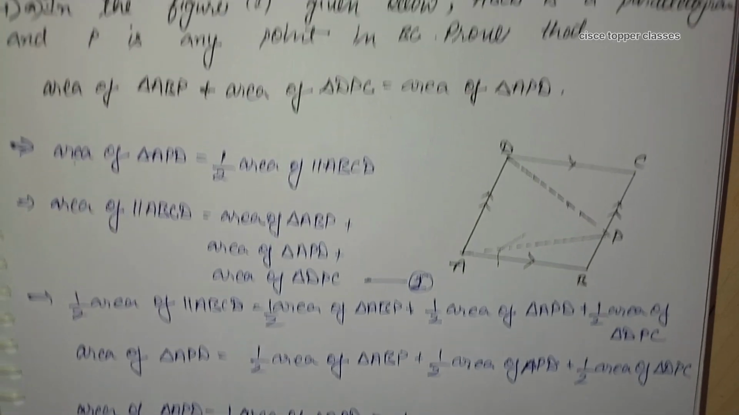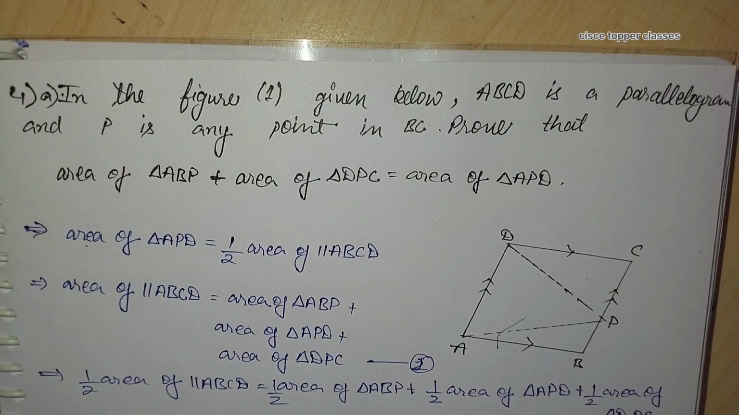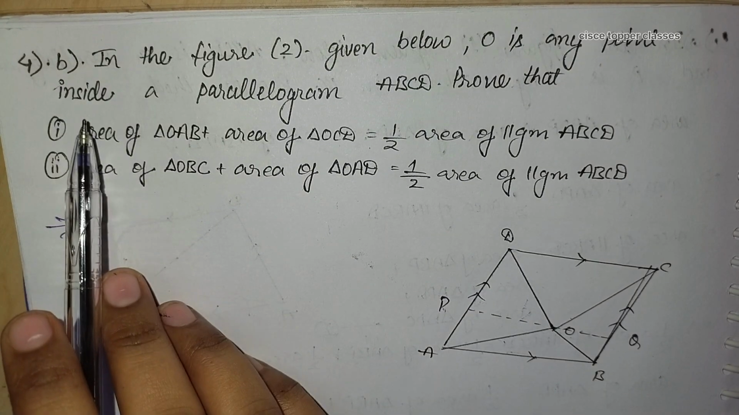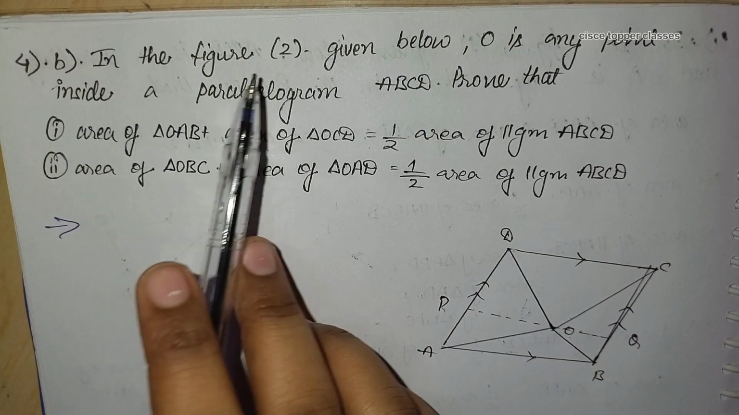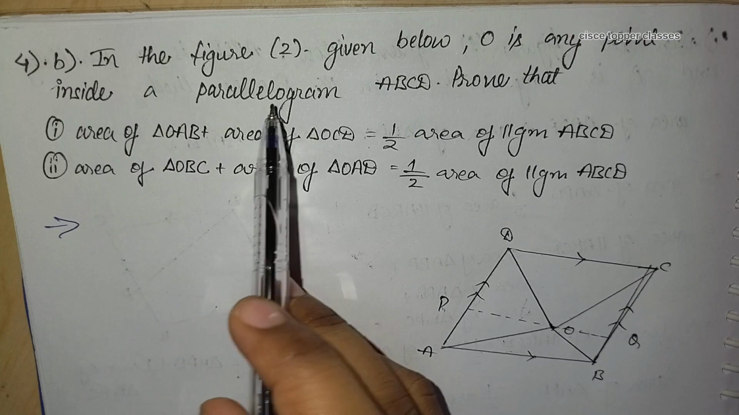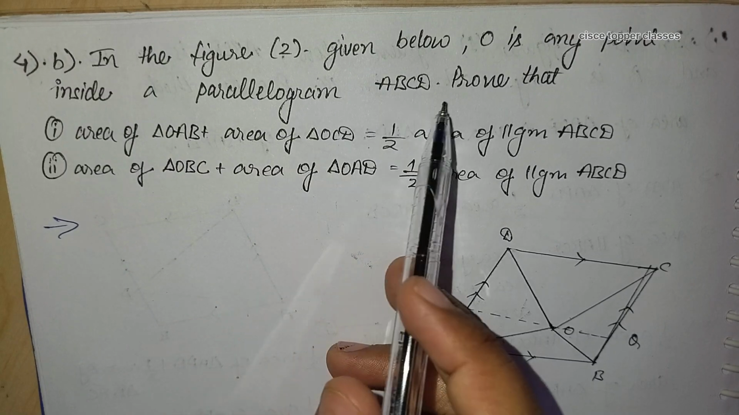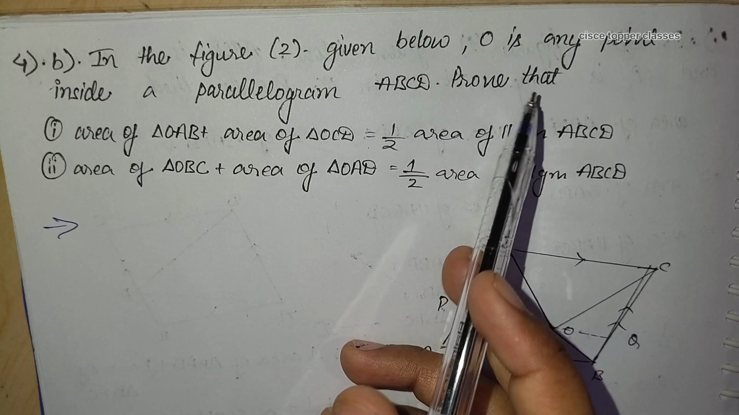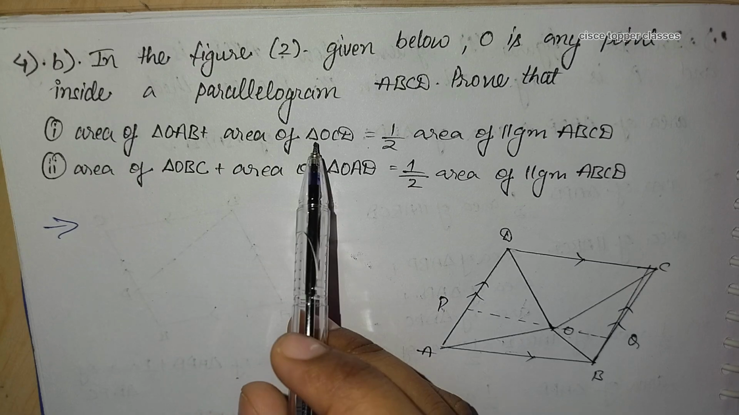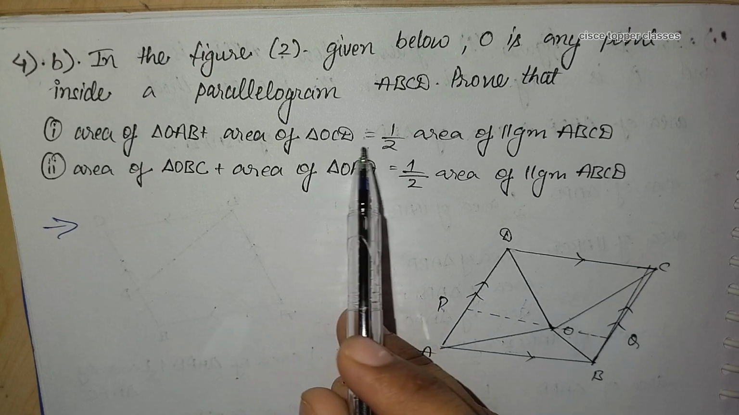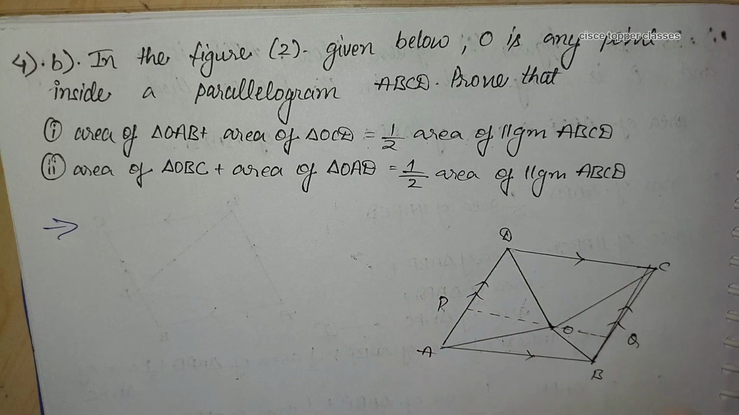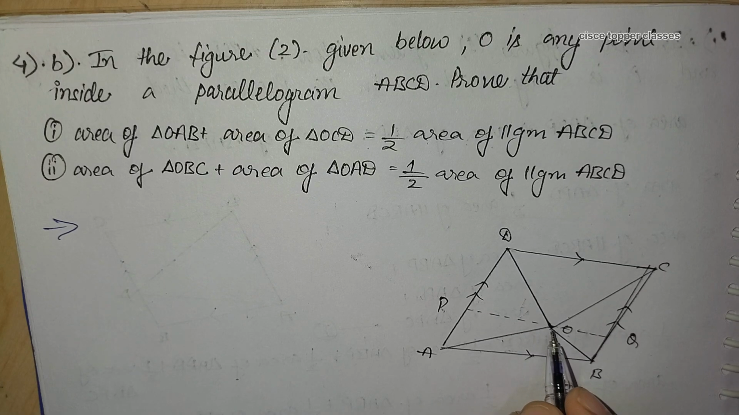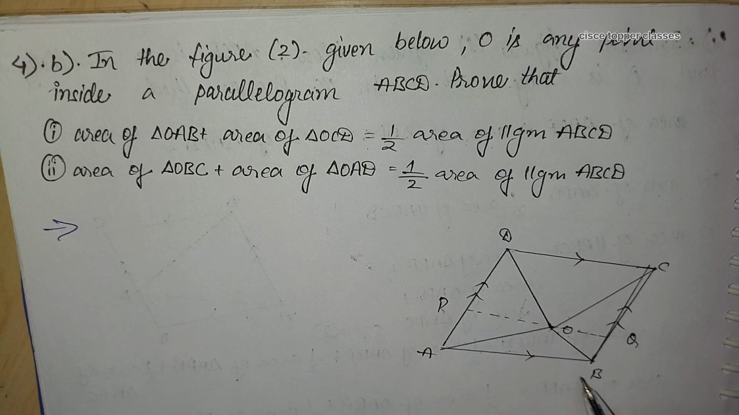This is the final solution of this question, first part. Now let us solve the fourth question, second part. In the figure given below, O is any point inside a parallelogram ABCD. Then we have to prove that area of triangle OAB plus area of triangle OCD is equal to half of area of parallelogram ABCD. So here we will draw a line joining from O to AD and from O to CB. So we will put the points P and Q.